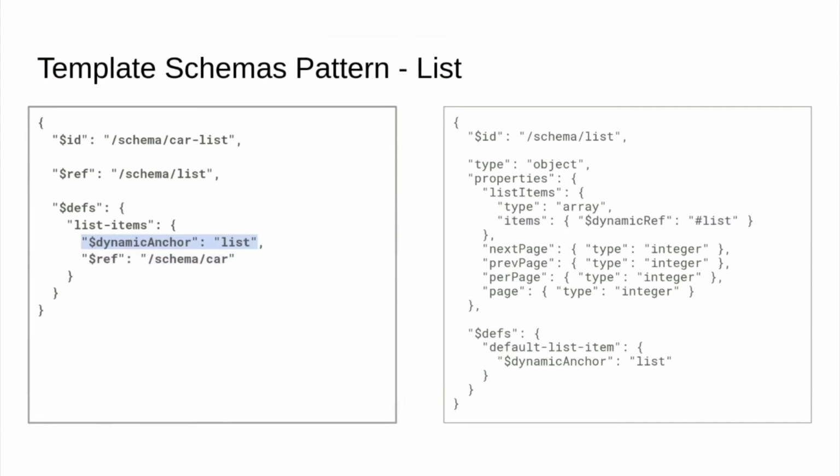Let's walk through the evaluation of these schemas. Evaluation starts in the car list schema and finds the list dynamic anchor. This is where all dynamic references will end up. It then follows the ref to the list schema where it finds another list dynamic anchor, which it will ignore because we already have a dynamic anchor called list. Then it evaluates the dynamic reference, which ends up pointing to the car schema.